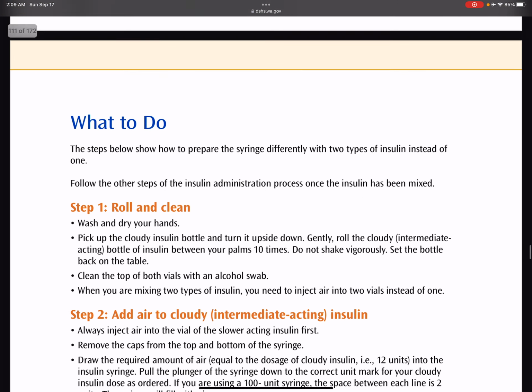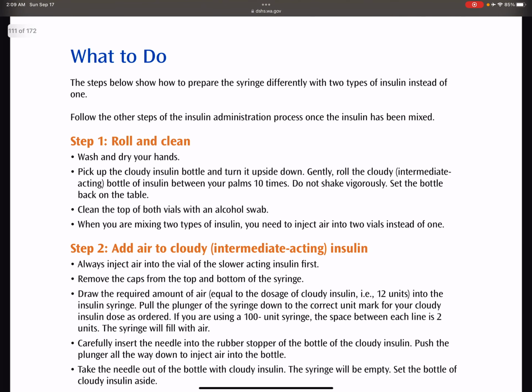Let's see the steps. Step 1 is first you need to roll and clean. So on this step, you need to wash your hands and dry your hands. And you need to roll the cloudy bottle of insulin between your palms at least 14 times gently, and clean the top of both vials with an alcohol swab.